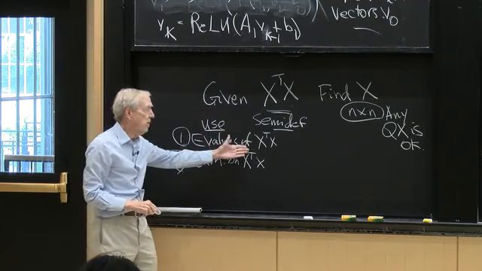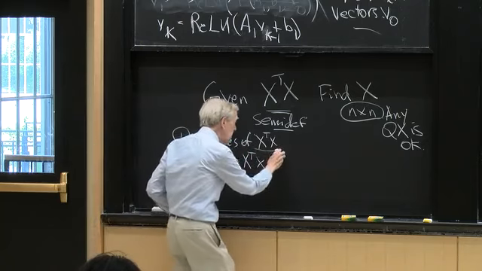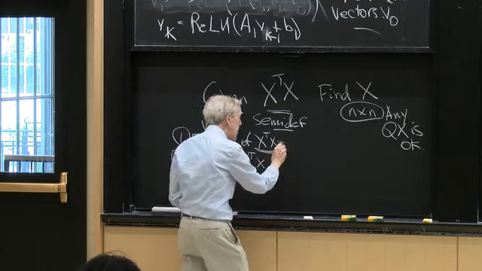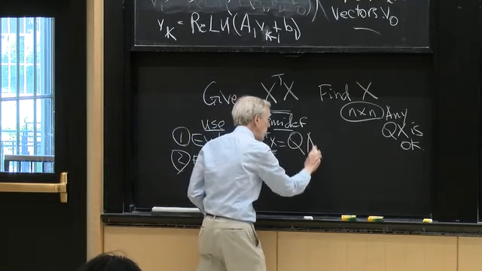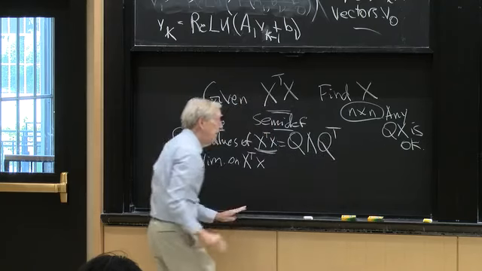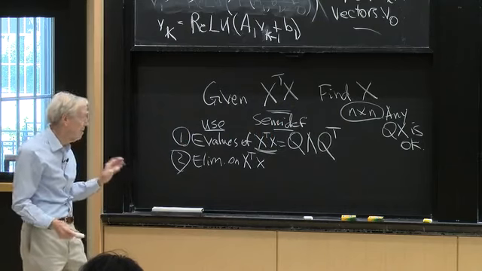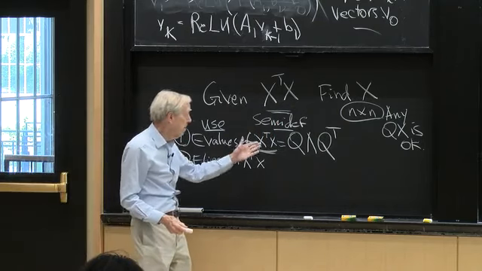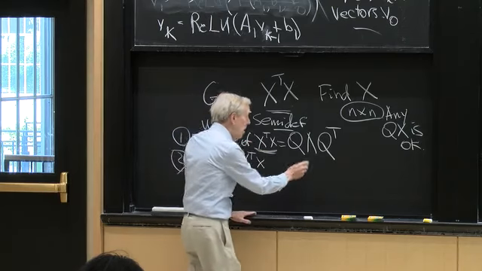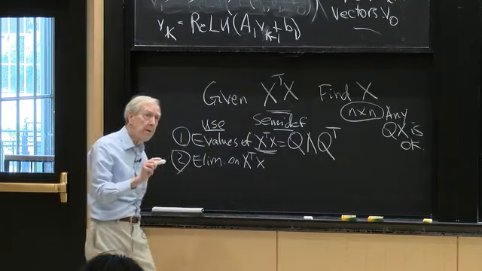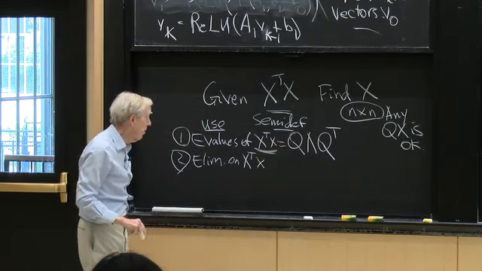So if I find the eigenvalues of X transpose X, then, since it's symmetric positive definite, I'm writing it as Q lambda Q transpose. That's the fundamental, most important theorem in linear algebra, you could say: that a symmetric positive semi-definite matrix has eigenvalues greater than or equal to 0 and eigenvectors that are orthogonal.